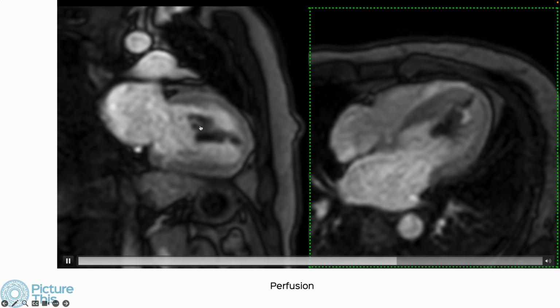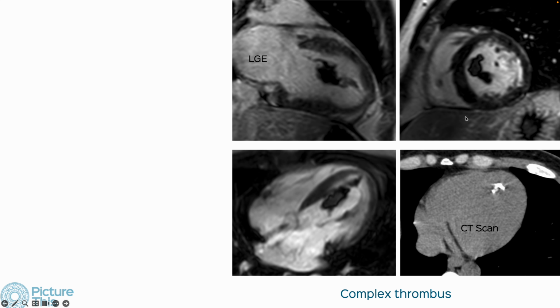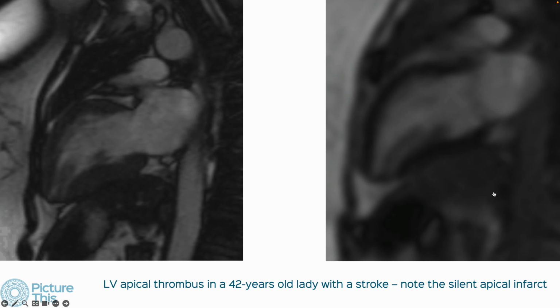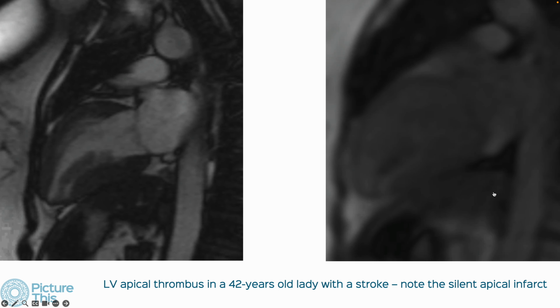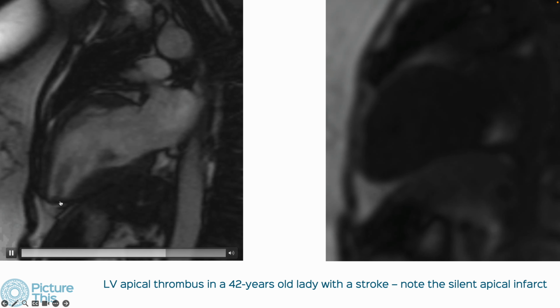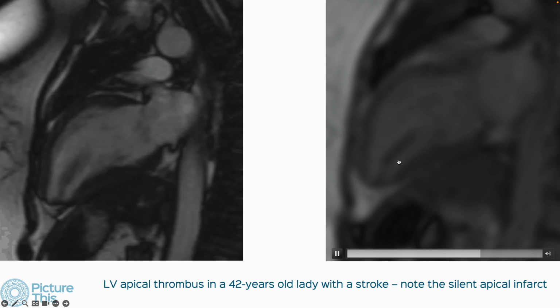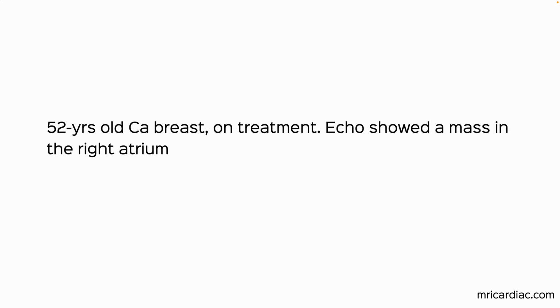So here's the first pass, and you can see that there is no enhancement of this lesion. The late GAT doesn't show enhancement. There is an infarct along the lateral wall. There is apical thinning. There is some calcification suggesting that it's a complex chronic thrombus, and that's a simple diagnosis. This is another patient who had a stroke, and you can see a silent apical infarct to which is attached this thrombus that is fluttering in the first pass study.